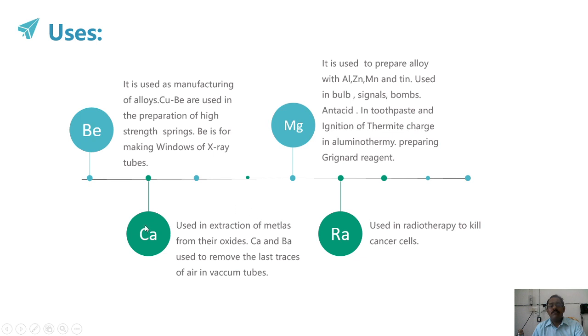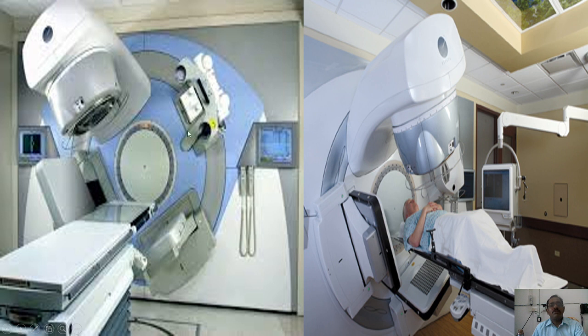Okay, so it removes the air in vacuum tubes, and radium is used in radiotherapy to kill cancerous cells. A cancer patient can be treated with radium, which specifically kills the cancer cells. This is the instrument which is used for radiotherapy for cancer patients.